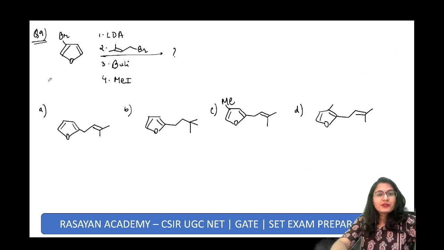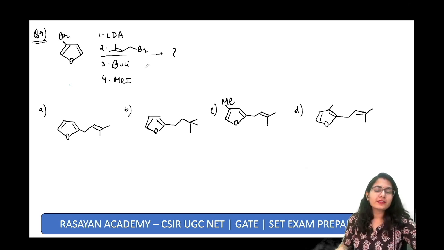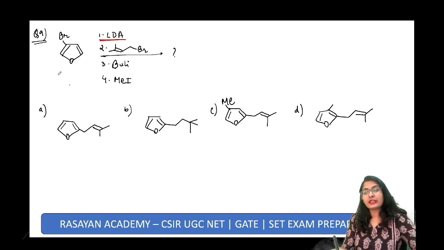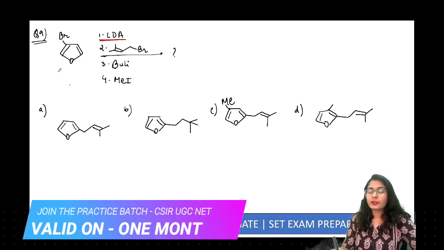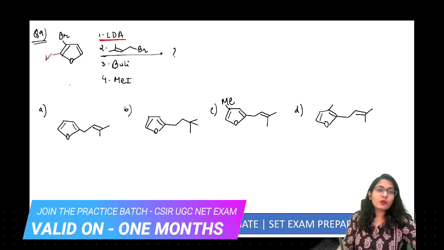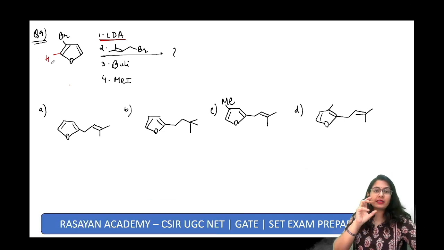Let's move onwards to the next interesting question. Again, furan you have. Alright, try this out. Alright guys, let's start answering this question. It's very simple. So in the first case, what's going to happen? There is LDA. LDA is going to do ortholithiation, alright, because that is going to be the favored thing. This proton is going to be more acidic as there is also a bromine group attached. So I will remove this proton from this side.